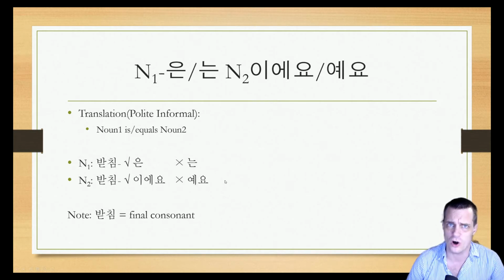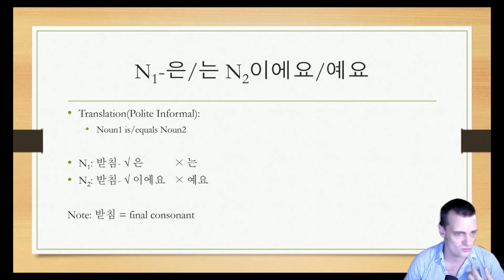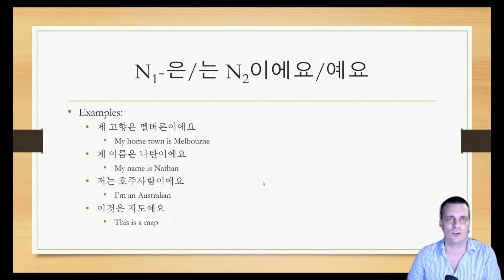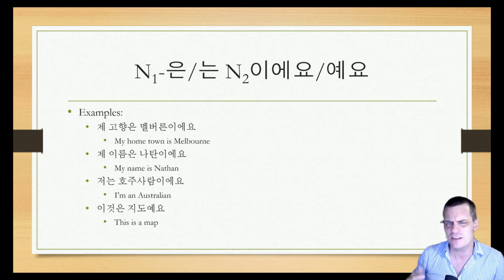Now, the memory tool I used when I first learnt this was, if it has a 받침 here, it means more over here. And it's as simple as that. From there, I just recommend practice. All right, with that in mind, let's have a look at some example sentences. And obviously, change the sentence up a little bit for yourself so it makes sense to you.